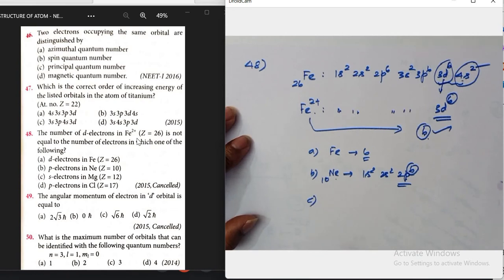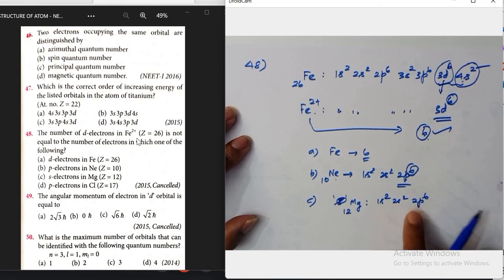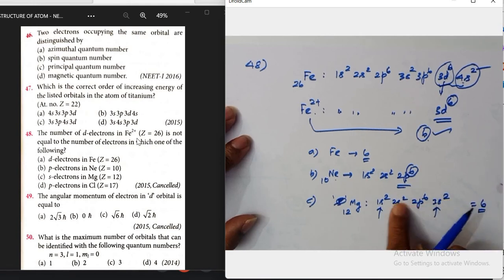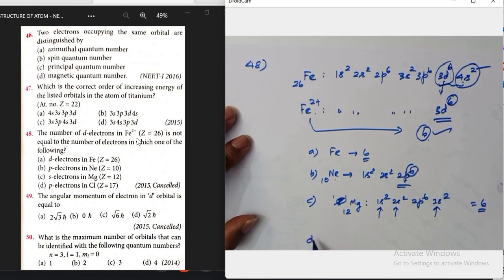Then option C, s electrons in magnesium. Students, observe carefully, let me write magnesium. What is the electronic configuration of magnesium? Magnesium atomic number is 12, so 1s2, 2s2, 2p6, we have filled up 10 electrons, then 3s2. Now listen, how many s subshells are there? We have 3 s subshells, so the total number of s electrons is 6, correct. 2 plus 2 plus 2, this is also 6. Then let me go to option D.